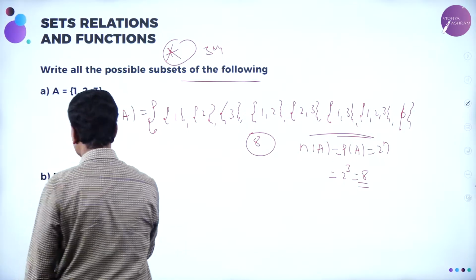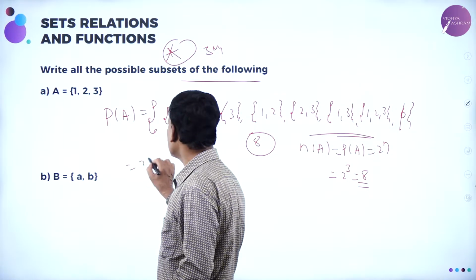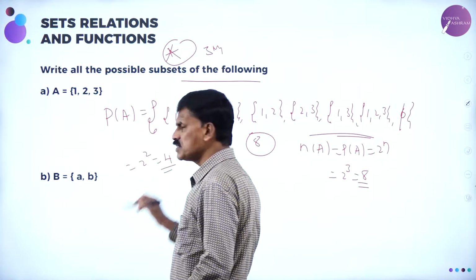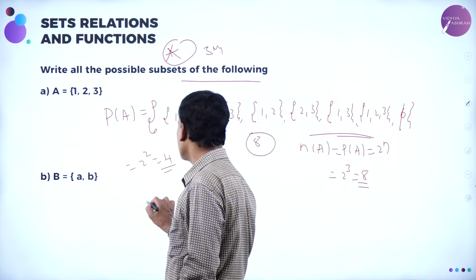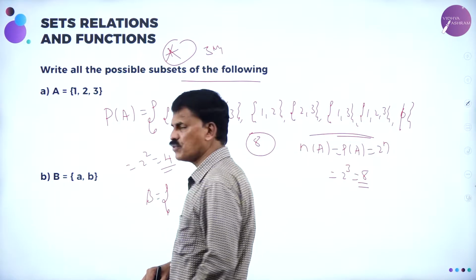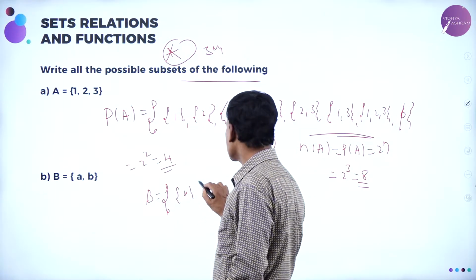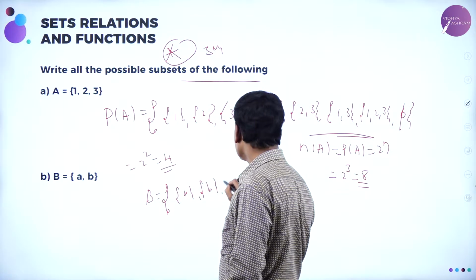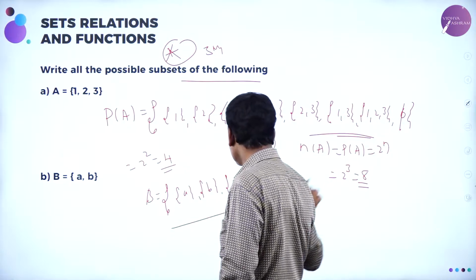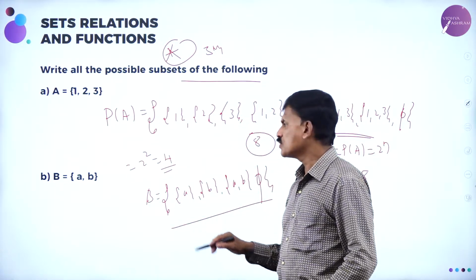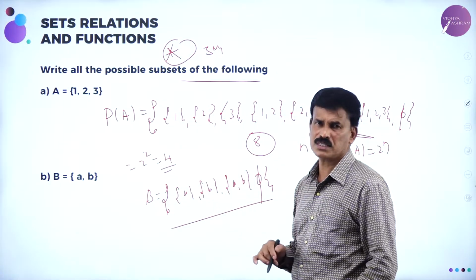Now, let us come to this. Since it contains 2 elements, the number of subsets which can be formed with this set A = {a, b} is 2 to the power of 2, which is 4. Now, write down the subsets of this. First {a} is a subset, then {b}, then {a, b}, then the null set. So, these are the 4 possible subsets of A and B.